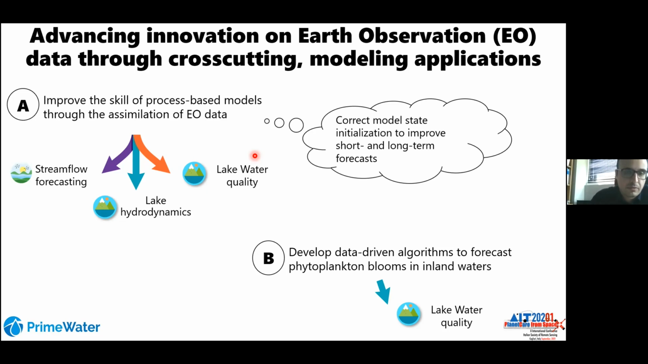how to improve the forecasting capabilities of such models by assimilating Earth observation data. In other words, what we want to do here is to make use of the existing EO data, in plain words, to bring our models, to the extent possible, closer to the real conditions, to reality. The second family of experimental investigations, which is dedicated to data-driven algorithms, aims to assess our potential to develop data-driven algorithms for the forecasting of phytoplankton blooms in lakes and reservoirs.